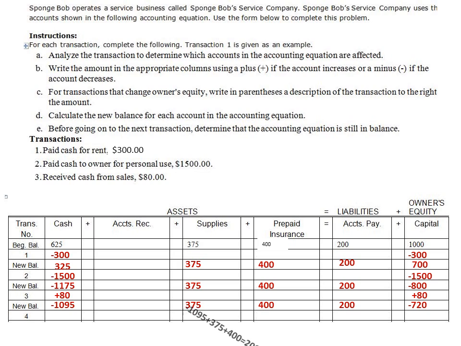How do we know if we've done this right? Well, let's take a look here. Is negative 1095 plus 375 plus 400, or in other words, the cash plus the supplies plus the prepaid insurance, does that equal the accounts payable plus capital? And in this case, it does. 520 equals 520. My assets equal my liabilities plus owner's equity. We are in balance. Life is good.